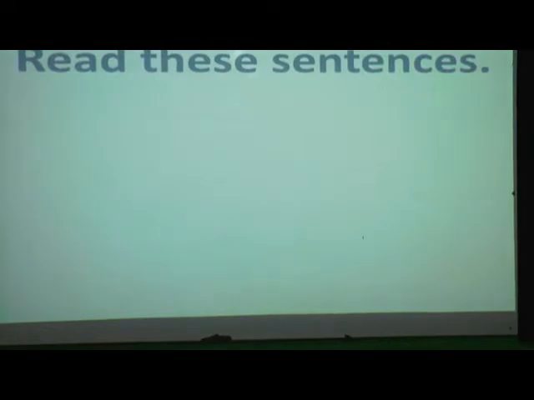Now you have to read these sentences. What is the first sentence? Varun is a tall boy. See, in our last session, what have we learned? Adjectives. Yes or no? So, Varun is a tall boy. What is tall here? Yes, it is the original form of the adjective. Next.